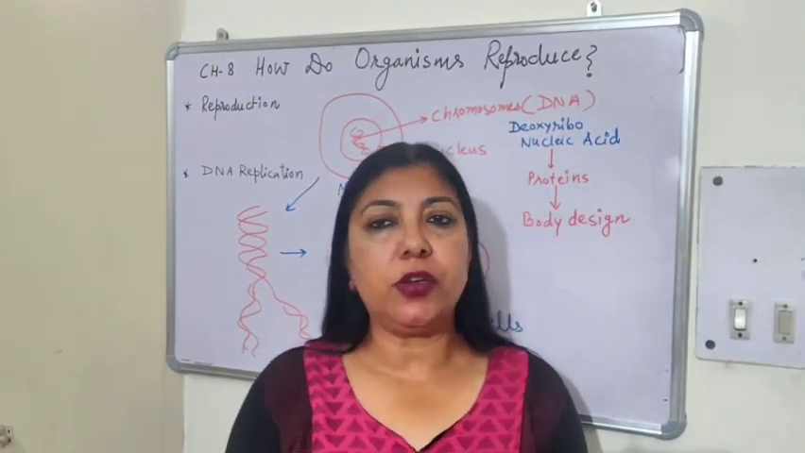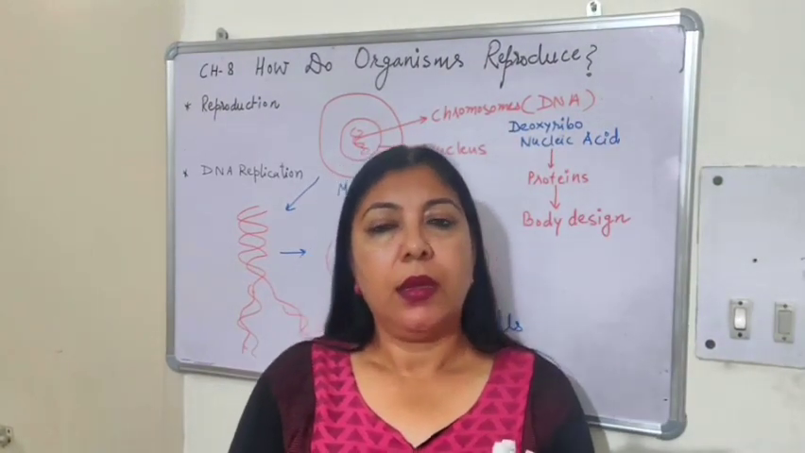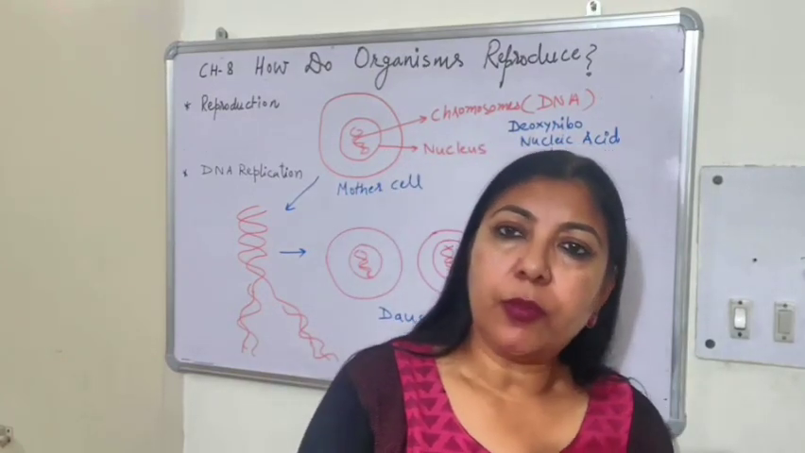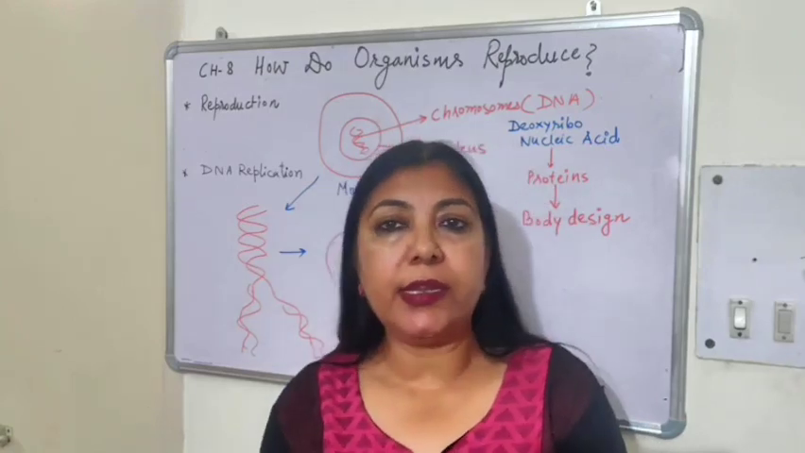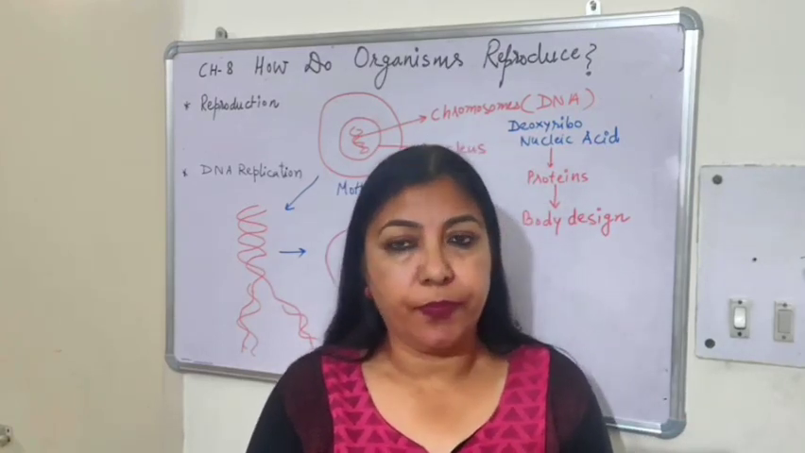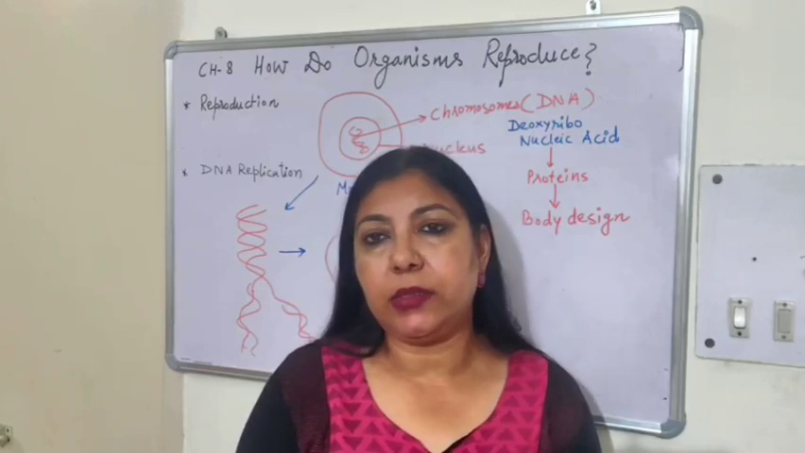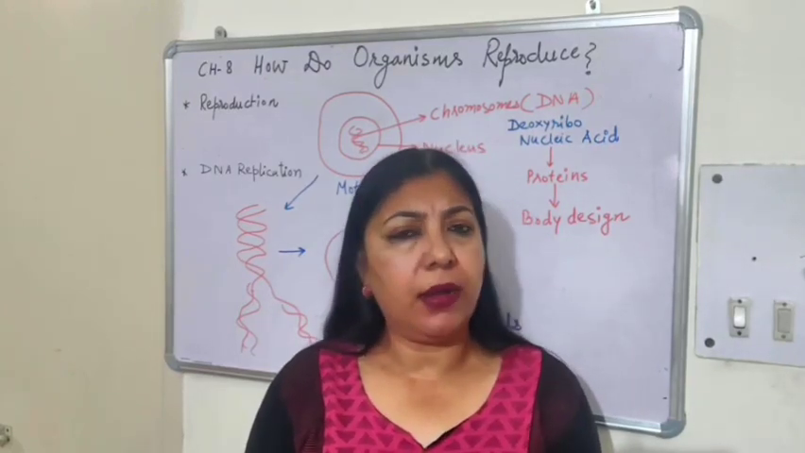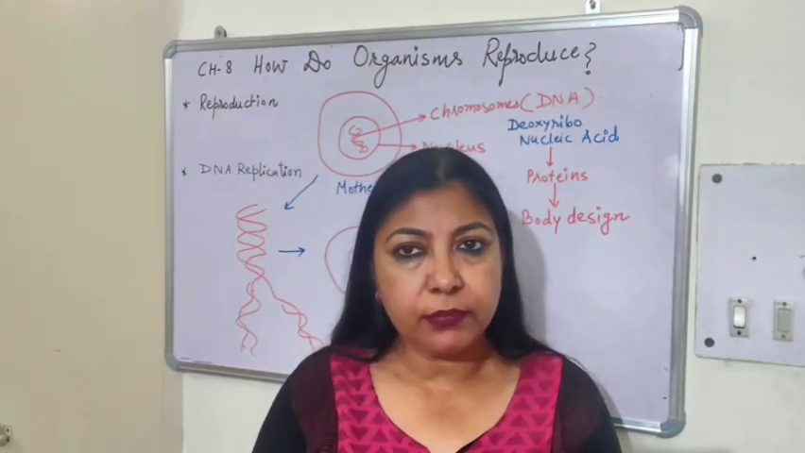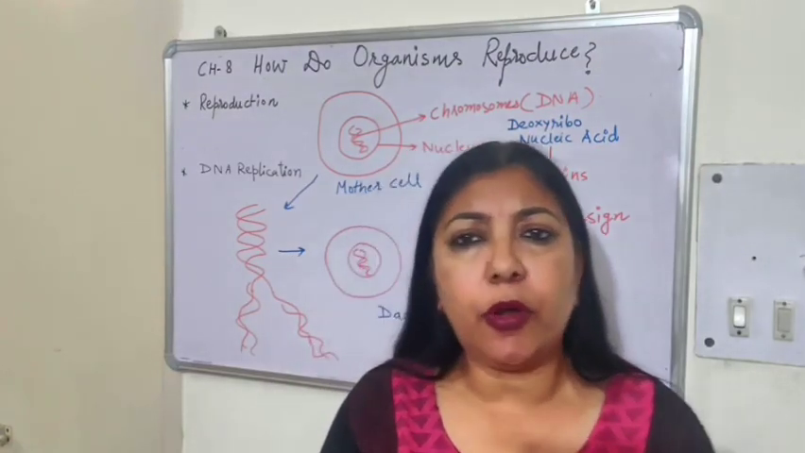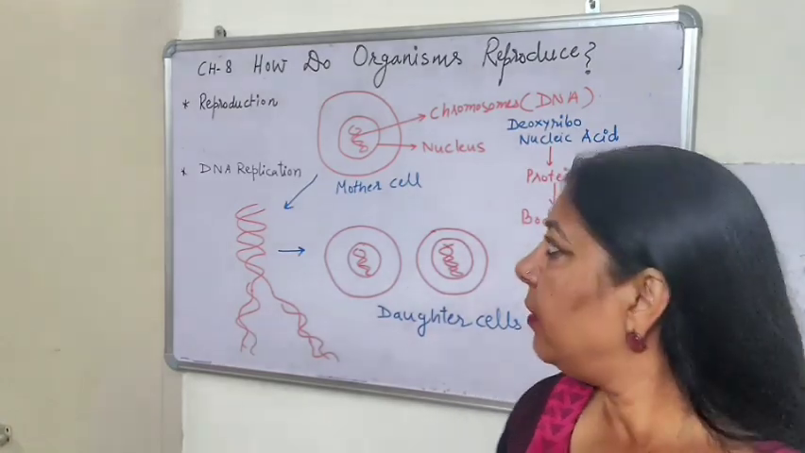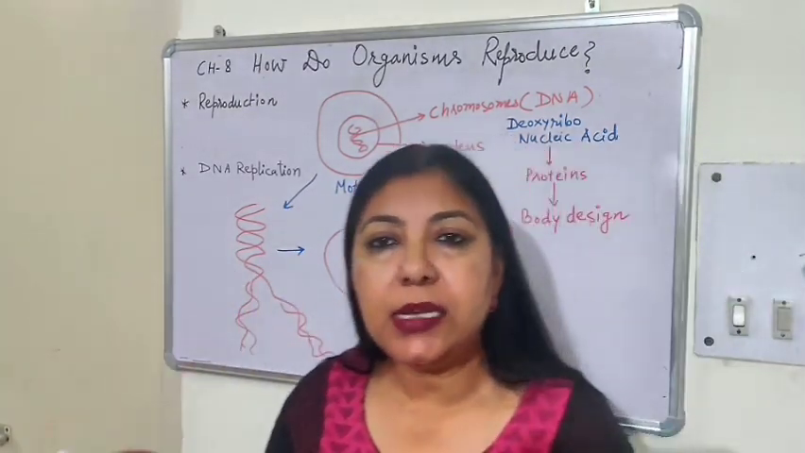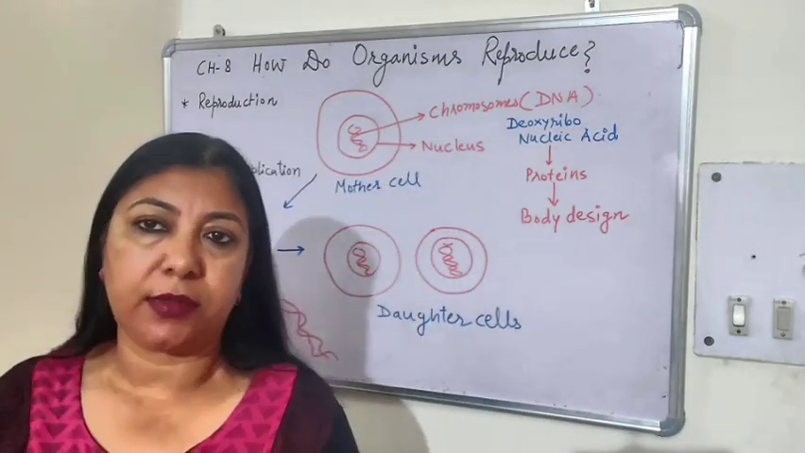So what is the definition of reproduction? Reproduction is a process by which the organisms produce new organisms of its own type. So to understand this, we must know that all living organisms have a definite body design, and the most basic body design is that of a cell. Suppose this is an organism having a single cell, that is unicellular organism.